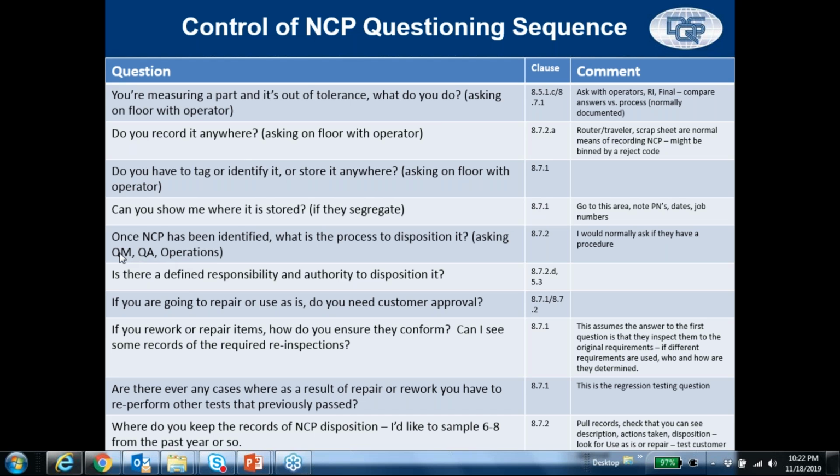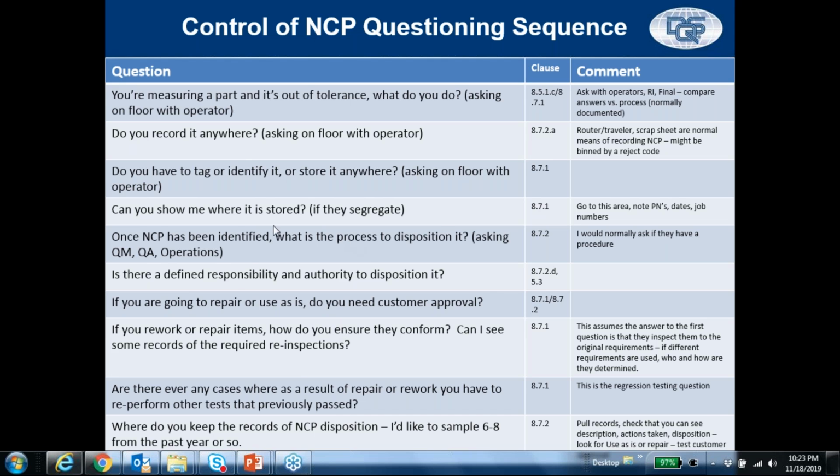And so this is something you're going to ask to a quality manager, an operations manager, somebody like that. You want to ask about how the responsibility and authority is defined. You can ask for a procedure. They don't have to have one, but they have to define the responsibility and authority. Then you could start asking some questions down. Is there a disposition process? If you repair or use it as is, do you need customer approval? When do you need customer approval? If you rework or repair items, how do you ensure they conform? You want to see some records of the reinspection.